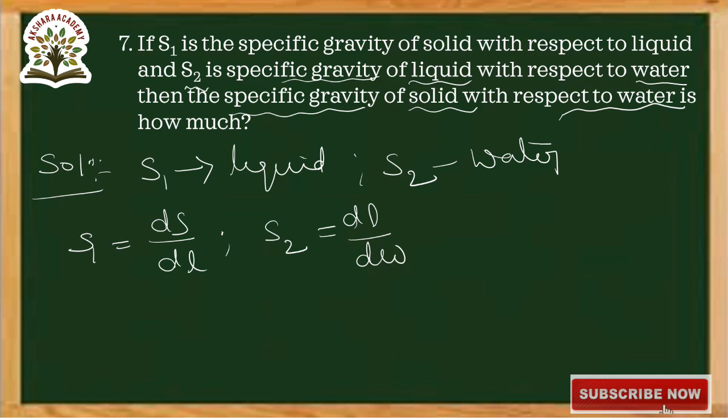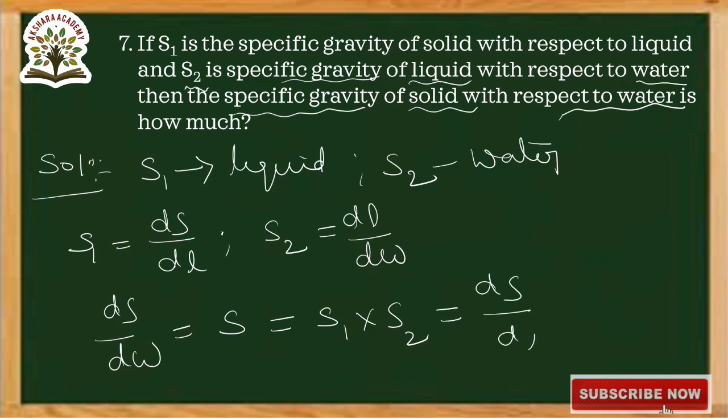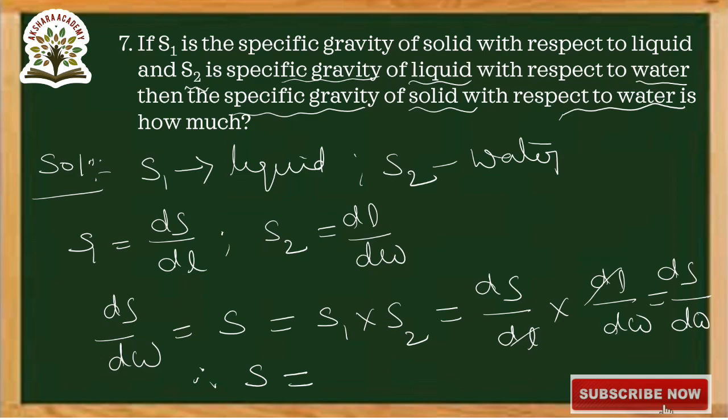Here we have to calculate the specific gravity of the solid with respect to water. So ds by dw, that is S, is equal to S1 into S2, that is equal to S1, nothing but ds by dl, and S2, nothing but dl by dw. dl cancels, we are getting ds by dw. So hence we write S, the specific gravity of solid with respect to water, is S1 into S2. This is the final answer. S is equal to S1 into S2.